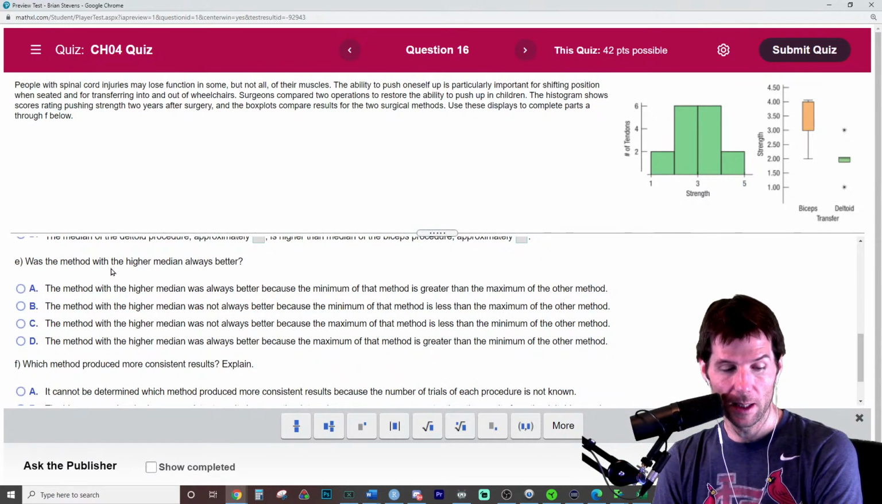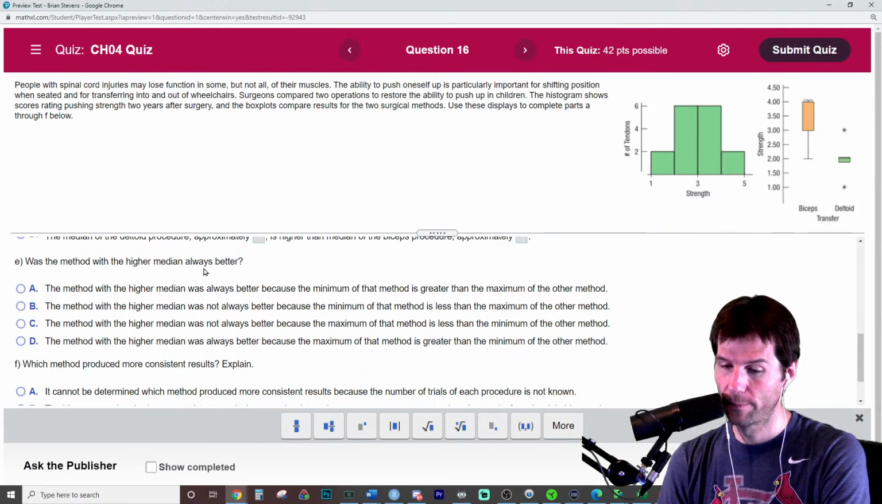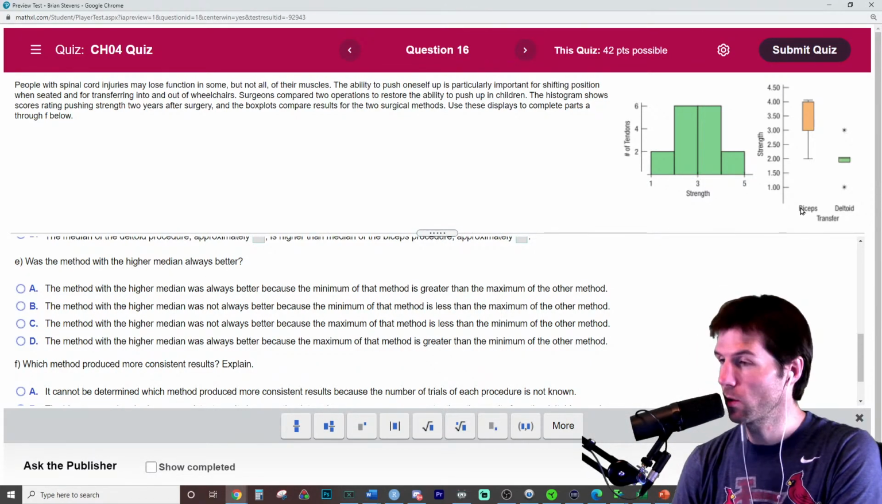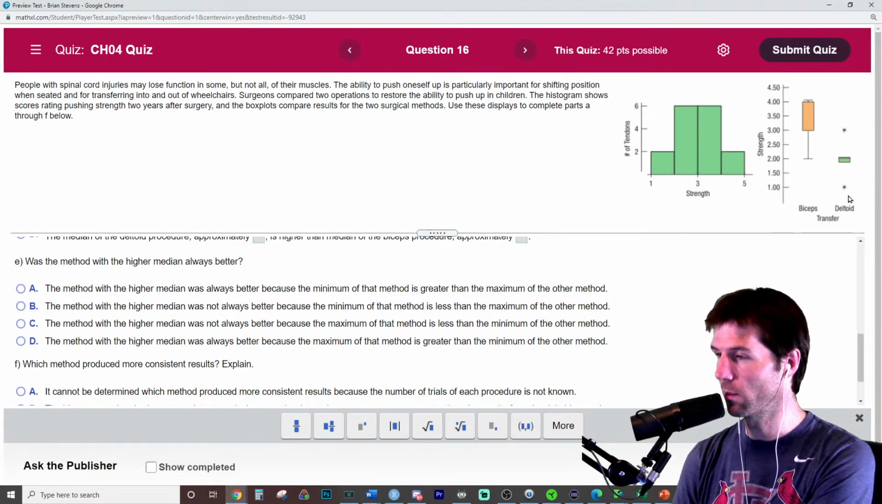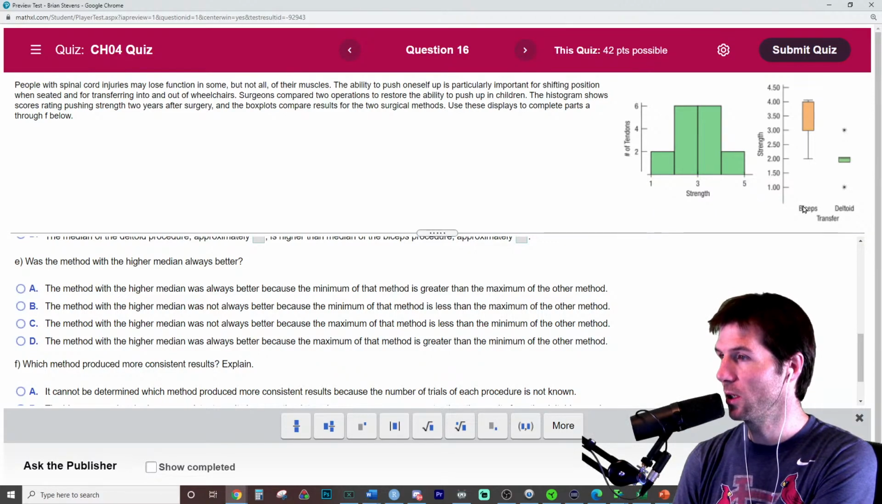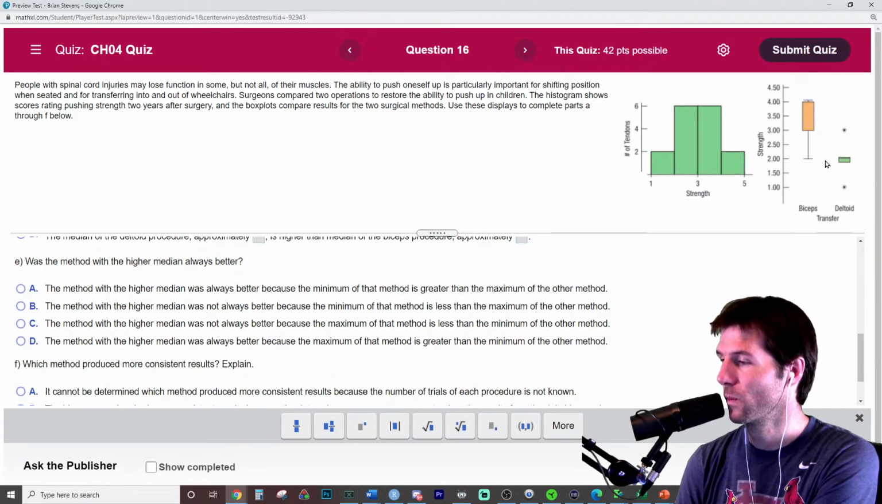Which was the method with the higher median? Was it always better? Yes or no? The biceps has a higher median. Is the bicep procedure always better than the deltoid procedure? Because we want to increase the strength of these individuals. Is the bicep procedure always better at producing strength? This is the minimum for the bicep procedure. Is it always better than the deltoid procedure?